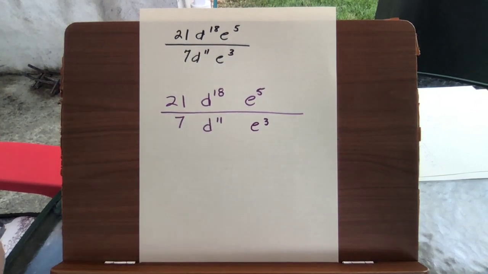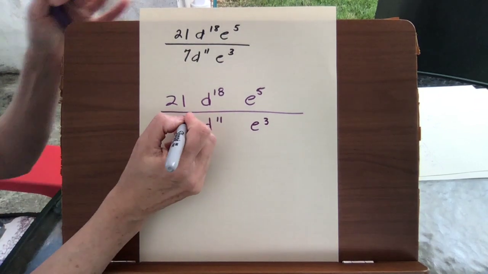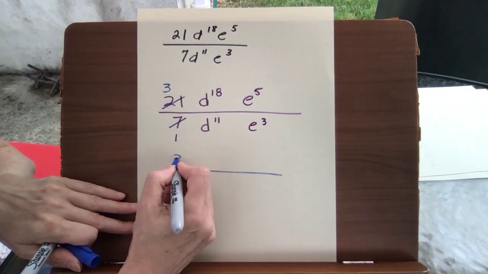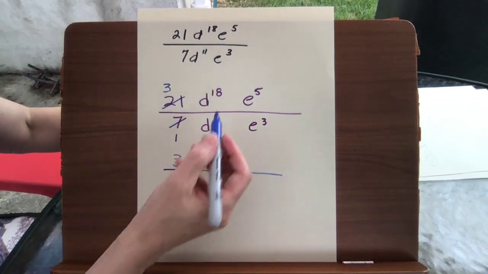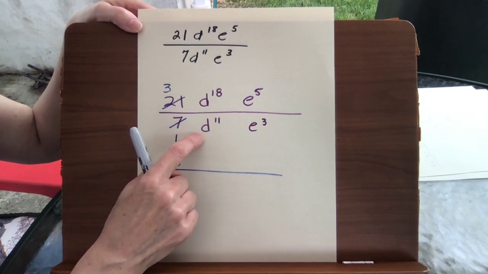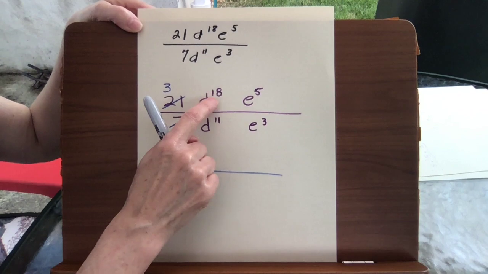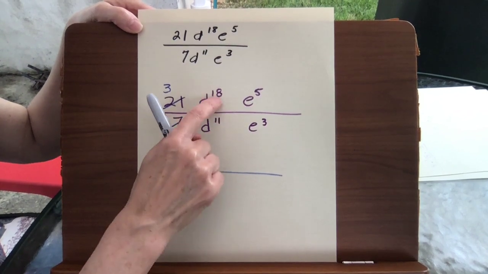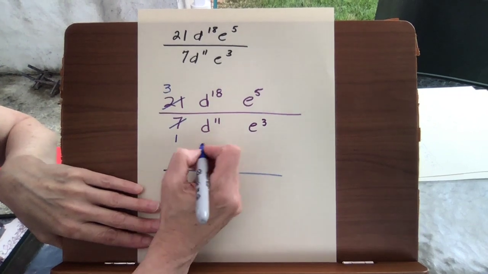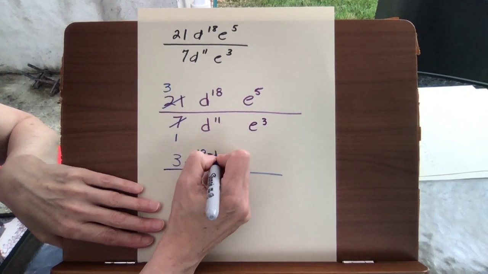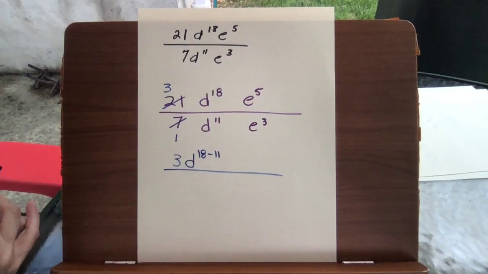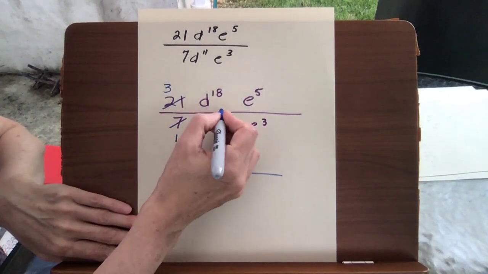All right, so what we do here is we say, well, 7 divides into itself once, into 21 3 times. So in our numerator, so far we've got 3. Now, in division, you keep the base and you subtract the exponents where your exponent is larger. 18 is the larger of the two exponents, 18 and 11. So we're going to keep our base d in our numerator, and we're going to subtract 18 minus 11. I'm going to show you for this demonstration, and then we're going to just do it in the next few problems. All right, so these guys are done.